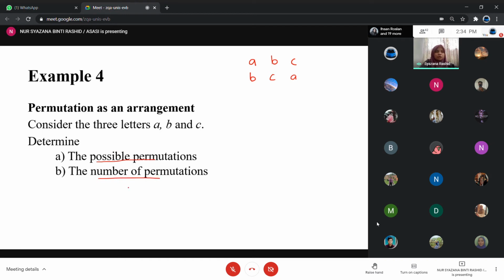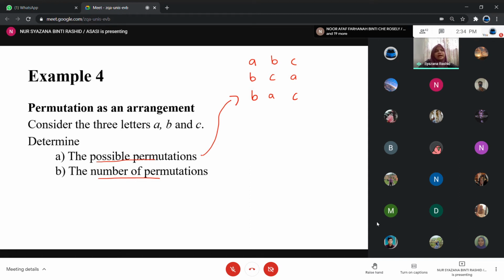So I want you to know how do we answer these 2 questions. Okay, mana satu yang jawapan dia mesti diberi dalam nombor, mana satu jawapan diberi dalam bentuk list. List tu maksudnya jenis susunan dia, bentuk susunan dia macam ni. A, B, C, B, C, A, B, A, C. Ini sebenarnya jawapan untuk bahagian A. Okay, the answer for part A, the possible permutation or the possible arrangement.